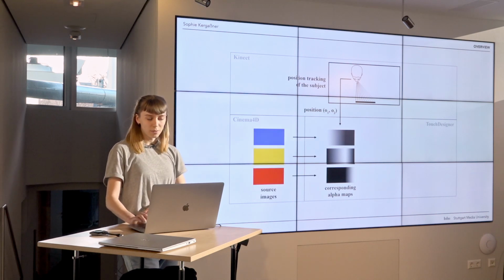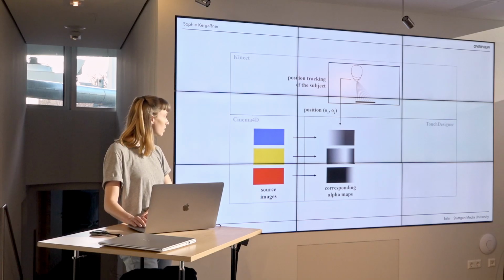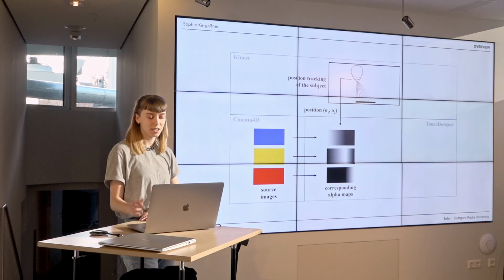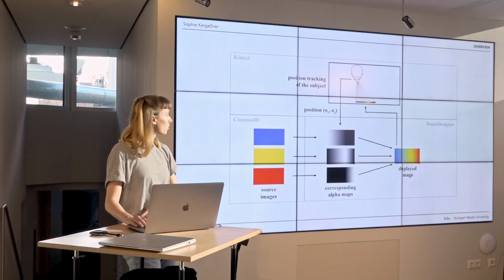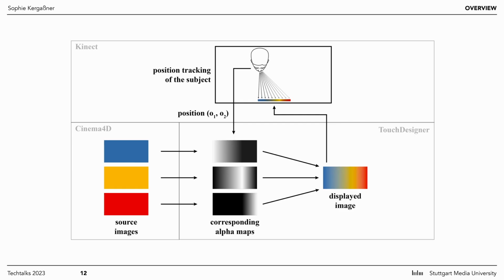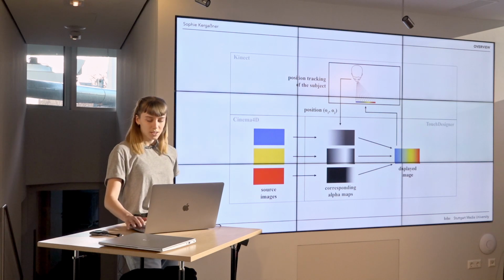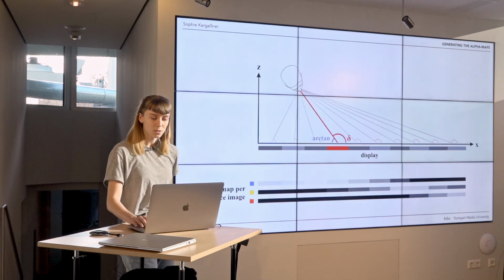Later on, these get combined with the source images that we will render in Cine4D. I will get to that in just a second. These source images contain the color values for each and every subpixel at every point on the display. Just applying the alpha map to the source image and then adding it all up will give us the final output image. The adding up and the calculation of the alpha maps will happen in TouchDesigner in OpenGL. I will first talk about the calculation of the alpha maps, and then we will go on to the rendering of the source images.